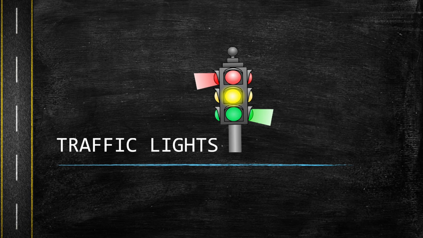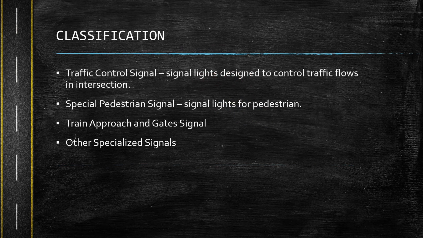So for today, we will be discussing traffic lights. So ano ba ang traffic lights? So usually traffic lights can be seen in roads. So nakikita natin yan lagi pag tayo ay nasa kalsada. So traffic light is a set of automatically operated color lights, typically red, amber, and green, for controlling traffic at road junctions and crosswalks. And traffic lights has its own classifications.